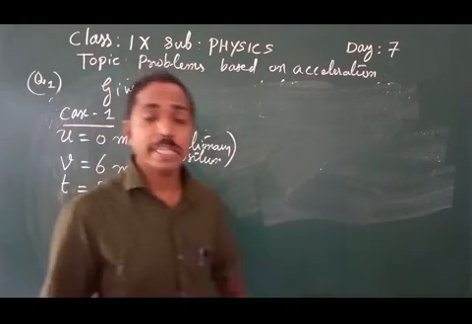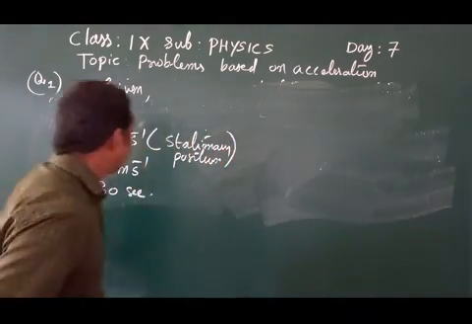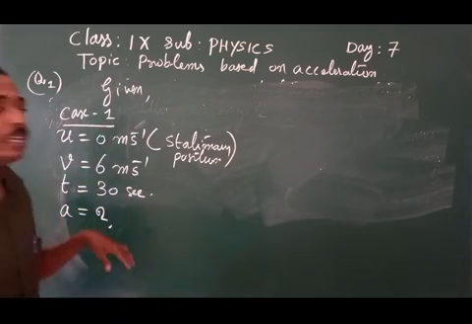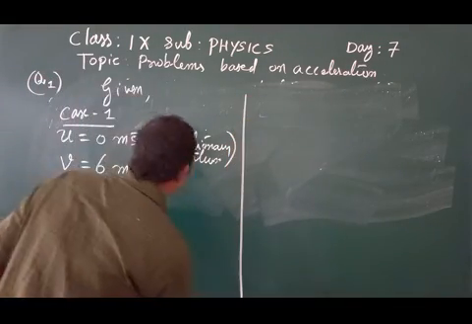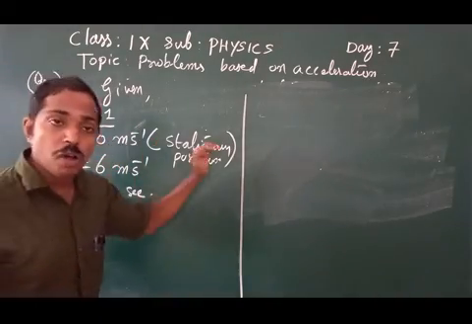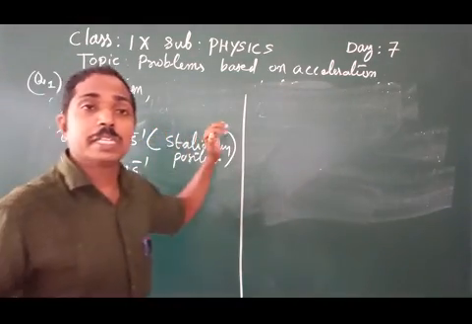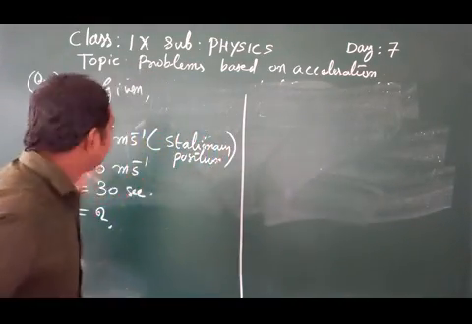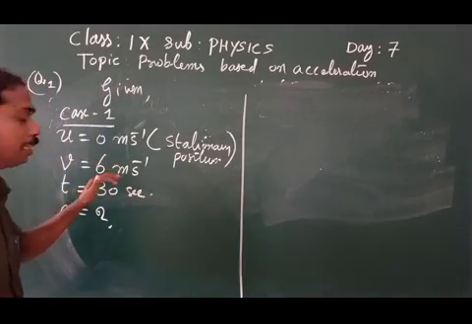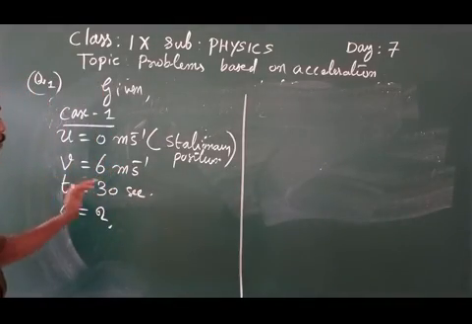Then what is asked to find out? Acceleration, question mark. This is the way you have to write. So what you have to do? Initial velocity is 0 because Rahul pedals his bicycle from a stationary position. Then velocity increases after pedaling to 6 meters per second. Then time 30 seconds. Acceleration, question mark.